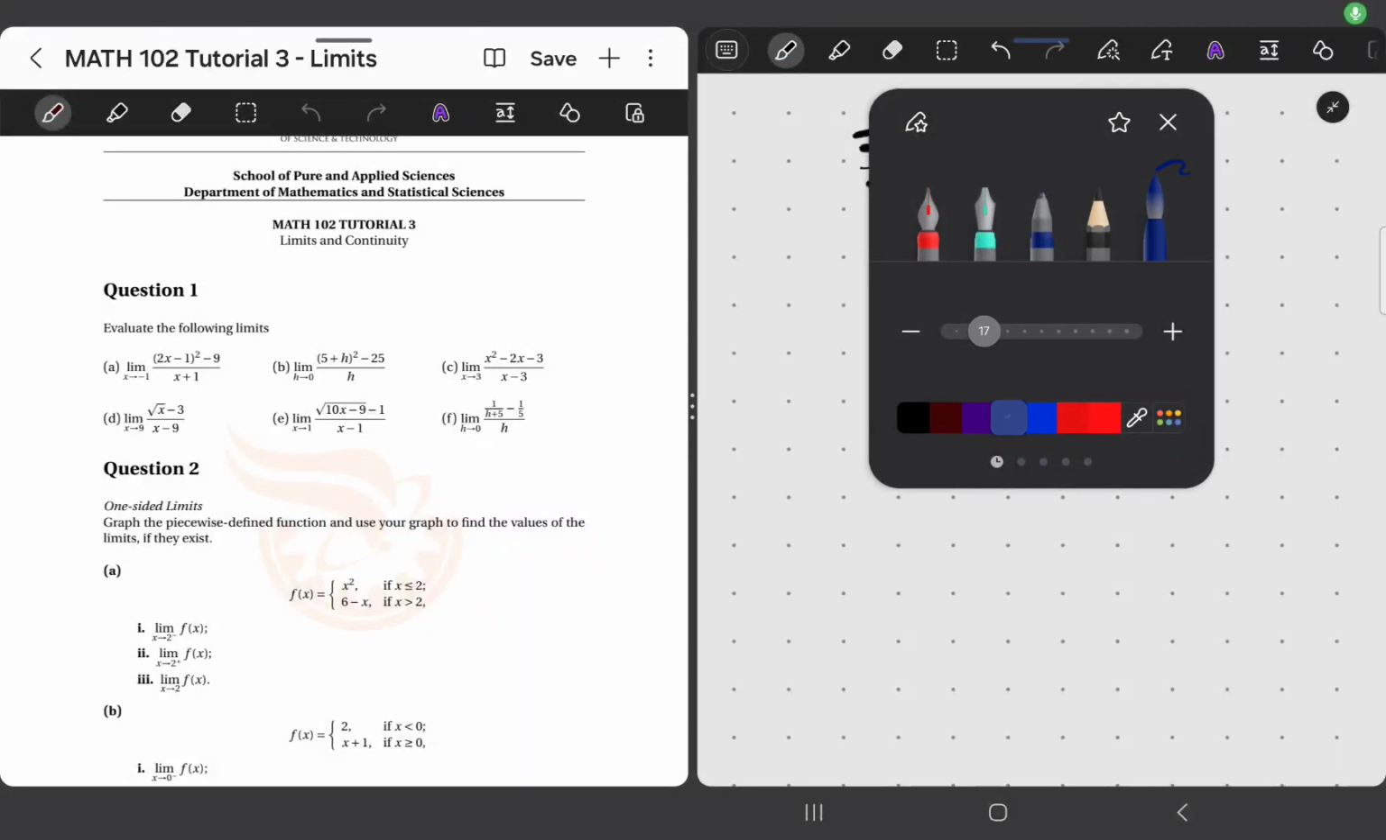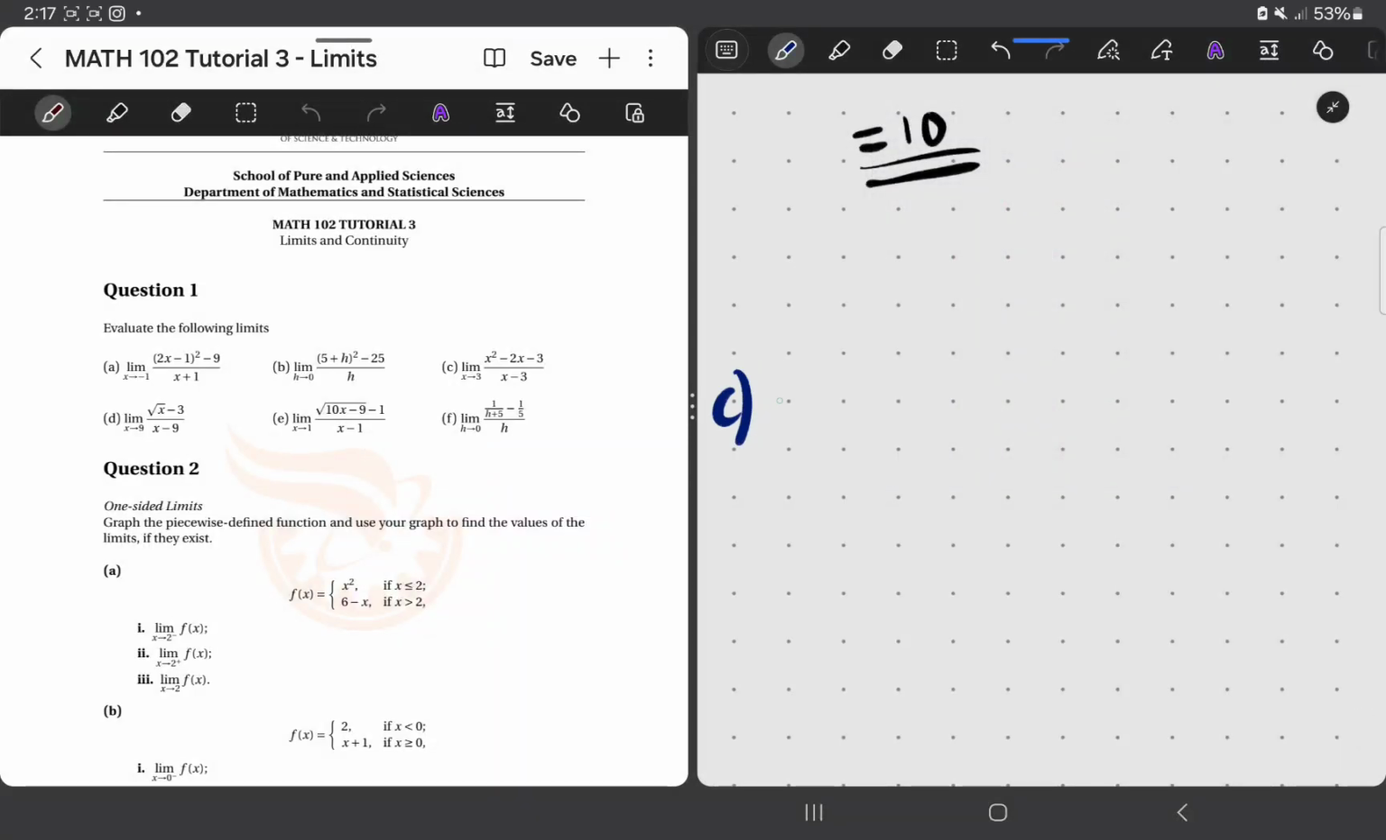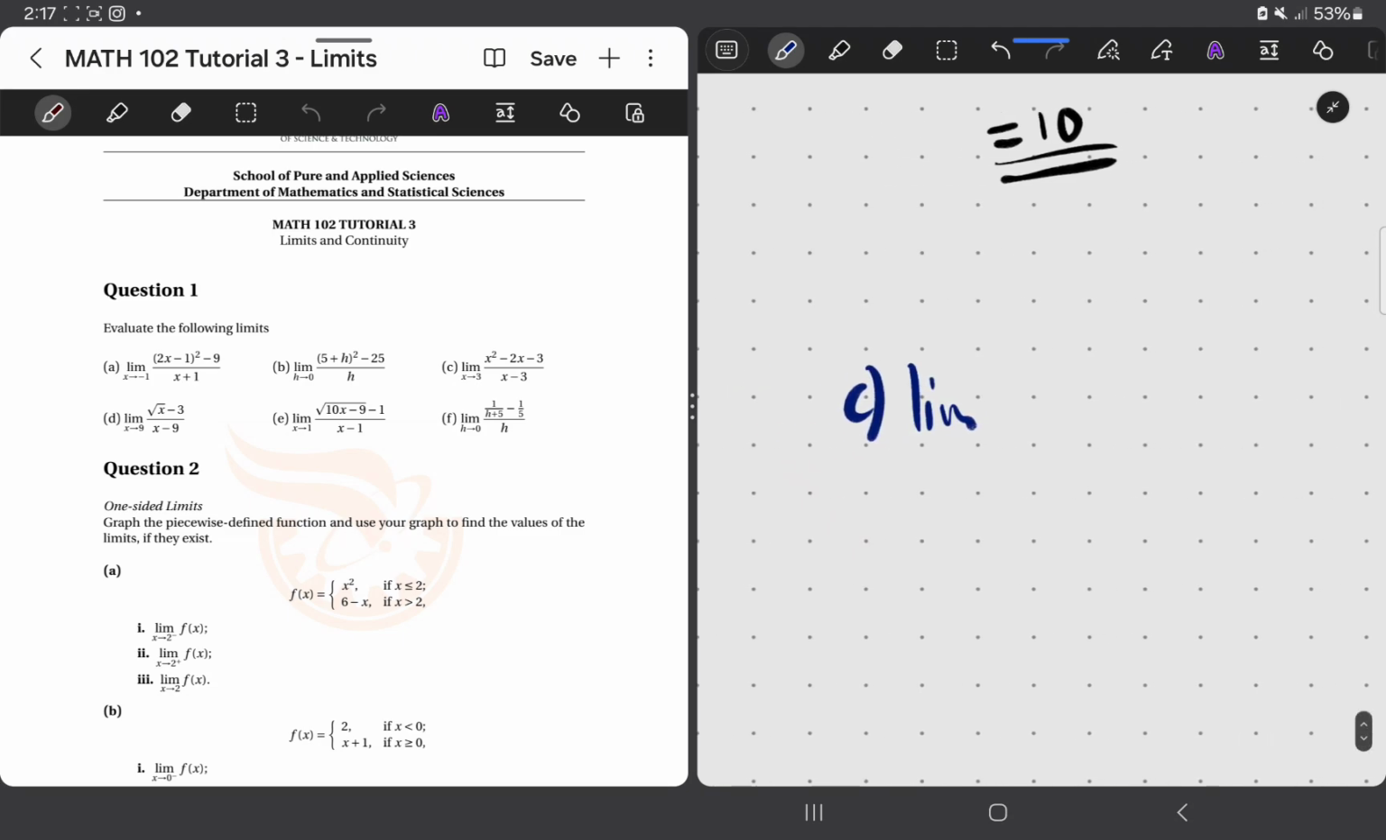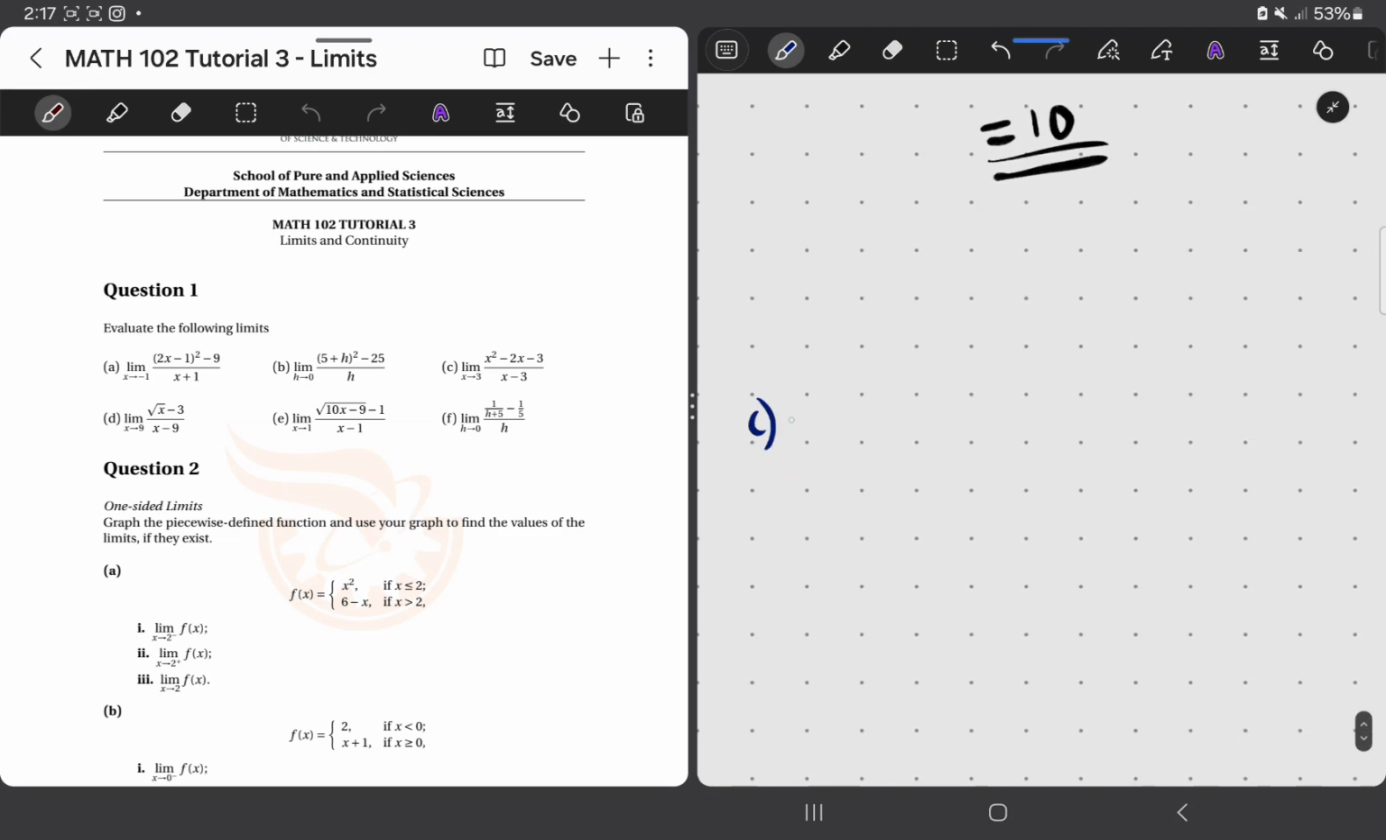Now we are doing C. Let's keep going. We can't stop. So this is going to be the limit. Let me make sure we are at the left. This is going to be the limit as x goes towards 3.